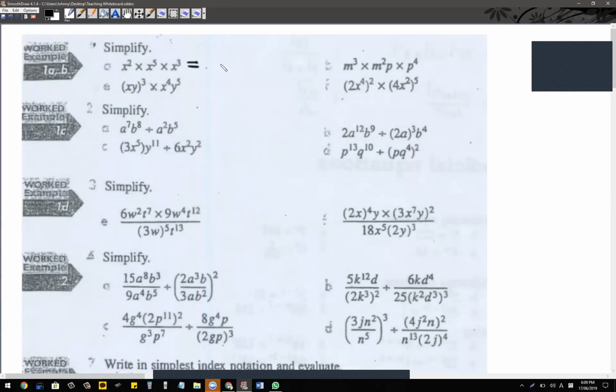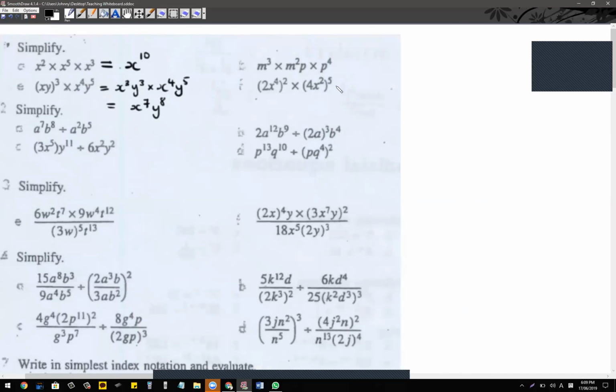This one is x to the power of 2 plus 5 plus 3, so that's equal to 10. Oh no, yeah, 2 plus 5 plus 3 is 10, so x to the power of 10 there. This one is the same as x to the power of 3, y to the power of 3, so these are just warm-up questions, as you can see. Y to the power of 5, so this is equal to x to the power of 7. You need to add these indices, and then y to the power of 8, okay?